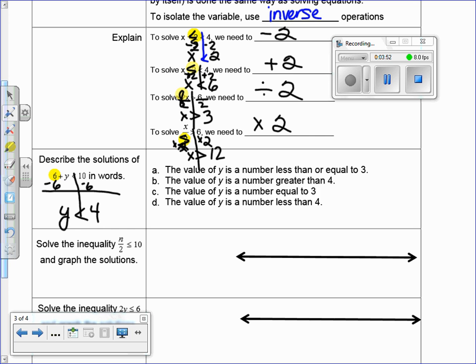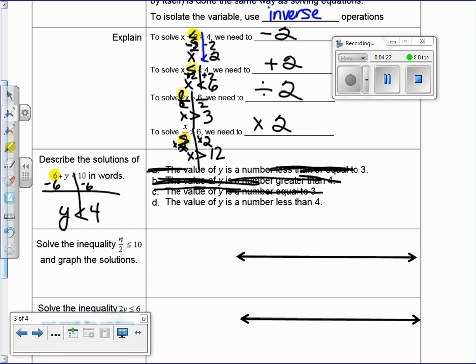Now, let's see here. A: the value of y is a number less than or equal to 4. I already know that this is trash because it says or equal to. There's no line underneath that less than symbol. So A is trash, I can slash it. B: the value of y is a number greater than 4. We know that this symbol means less than, so that's trash. We can slash it. C: the value of y is a number equal to 3. Well, that just doesn't make any sense.